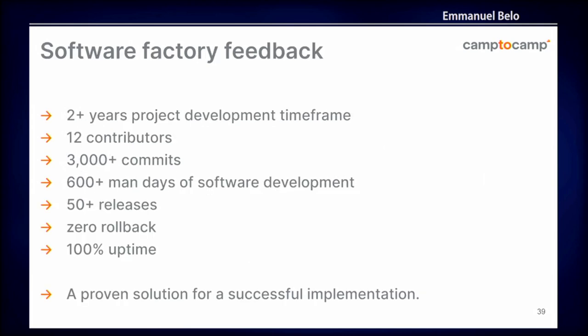So in the end, what's the feedback after this 2-year project development time frame? We have 12 people that contributed to the development of the SwissGeol project, more than 3,000 commits, more than 600 man days of software development, more than 50 releases at the end of each sprint, zero rollback. I think it's good. It shows that with the tests, with this way of working, you can achieve high quality software, 100% uptime. And I think I would recommend this way of working in the cloud, using all the tools and the agile way. I think it's a proven solution for a successful implementation.